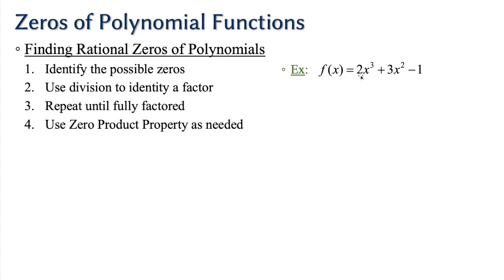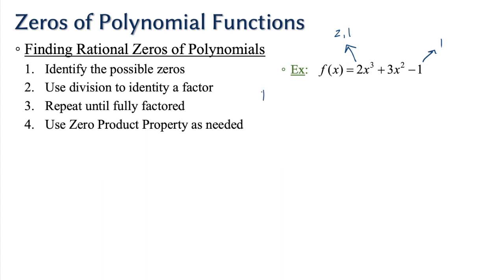So in our first example, we have a cubic: 2x cubed plus 3x squared minus 1. The first thing we want to do is look at all the factors of the back number. Well, in this case, it's just 1. Now, the factors of the front number are 2 and 1. Those are the numbers that go into that.